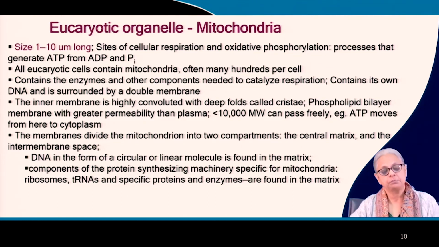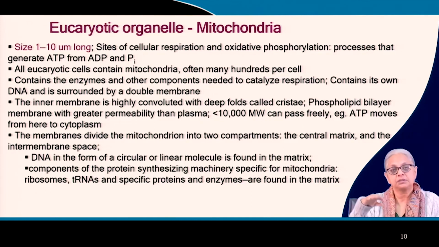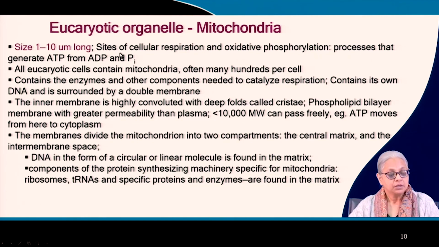So this inner membrane is folded for a reason. Remember, I've already given you some idea that ATP generation happens at the site of the plasma membrane. So the greater the length of the plasma membrane, the greater the amount of ATP that can be generated. That's why the inner membrane is highly folded. So it has deep folds called cristae that allow more ATP to be generated.